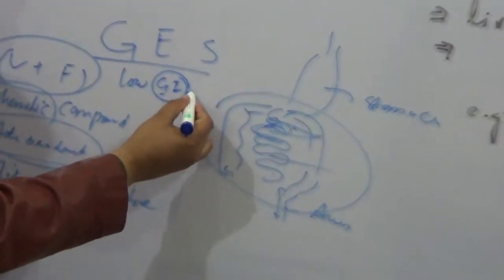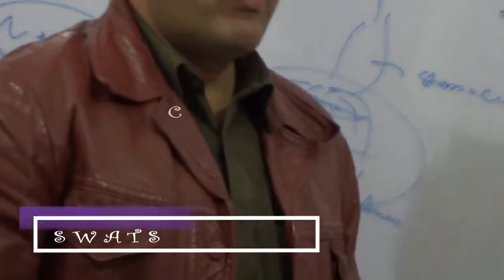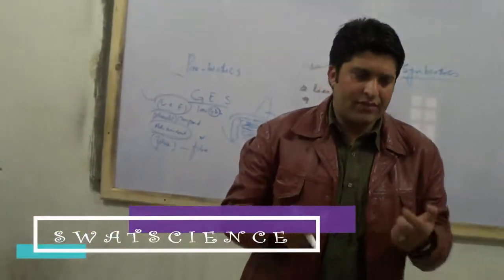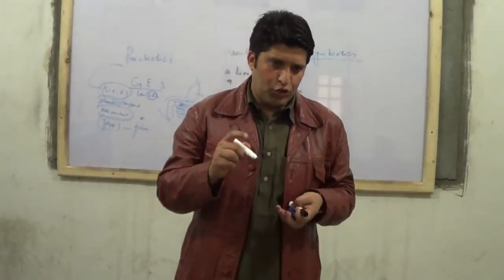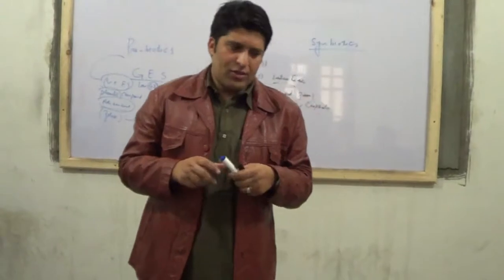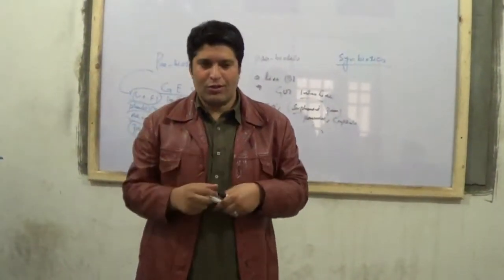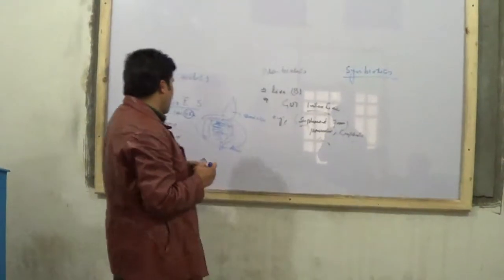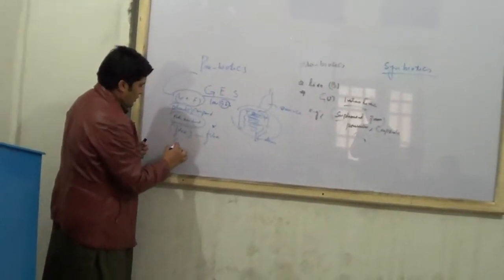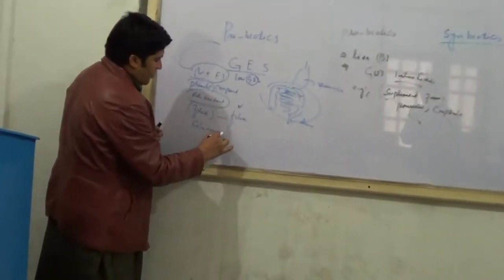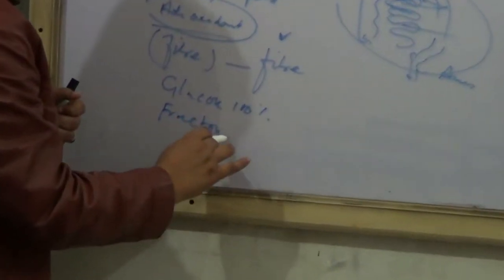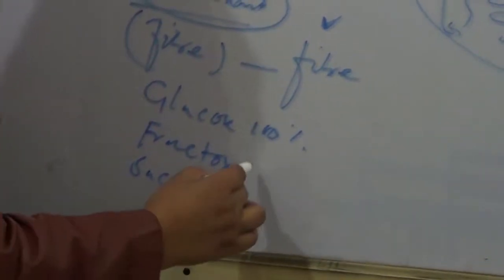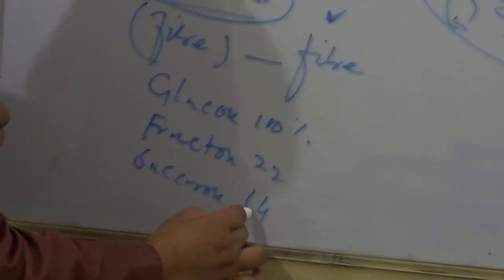What does glycemic index mean? The term is used when a certain food affects our blood glucose. When we eat certain food that affects your blood glucose, that's called the glycemic index. For example, the glycemic index of glucose is 100%. Fructose is another one, and sucrose, the typical sugar we call them, has a different value.